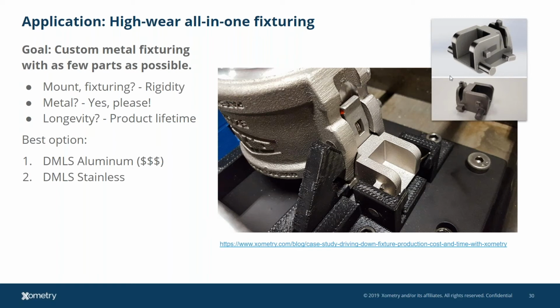But because the Z height was relatively low and overall they did a good job at keeping material, the material was there to serve a purpose. There wasn't excess material to it. This is a great example for DMLS aluminum. And that's what we ended up making this in for this customer. And these are parts that are in use on our product line every day.